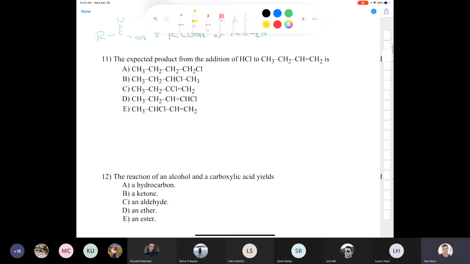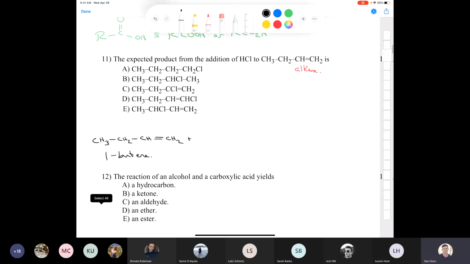It says the expected product of the addition of HCl to this molecule, this alkene, see that we have an alkene here, is something. Well, let's draw out the reaction. We have this molecule. So we have our double bond here. The name of this molecule would be 1, 2, 3, 4. It would be 1-butene.